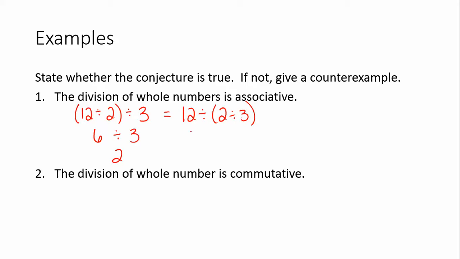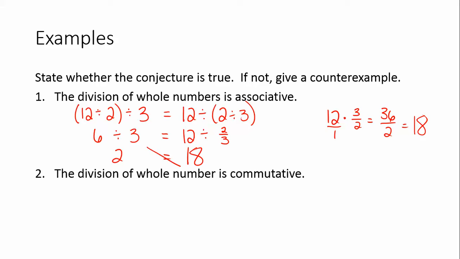Well, 2 divided by 3 is 2/3. So we have 12 divided by 2/3. Dividing by a fraction is the same as multiplying by the reciprocal. So 12 times 3 is 36 over 2, or 18. So you get 2 on the left, you get 18 on the right. Those are not equal, so here's the counterexample using the numbers 12, 2, and 3. You actually could have picked any numbers besides all ones, but the associative property does not apply to division. With division, order matters.